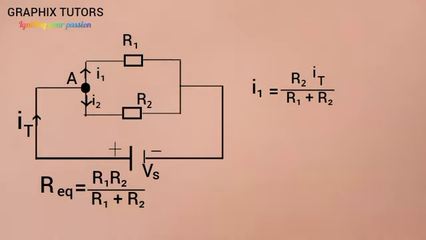Now you do the same thing for I2. If you are rewriting that parallel formula, you will not write R2, because I2 is flowing through R2. So my I2 is equal to R1 over R1 plus R2. To replace the R2 that I'm not writing, I'll use my I total. So this is my current divider rule in short.